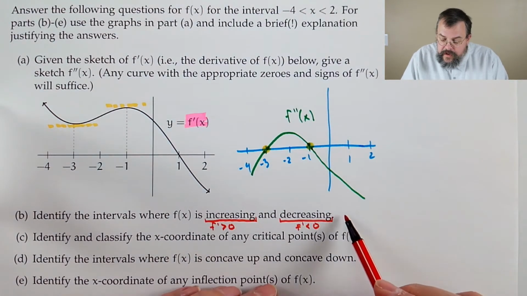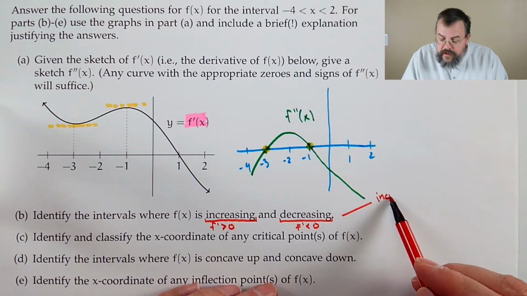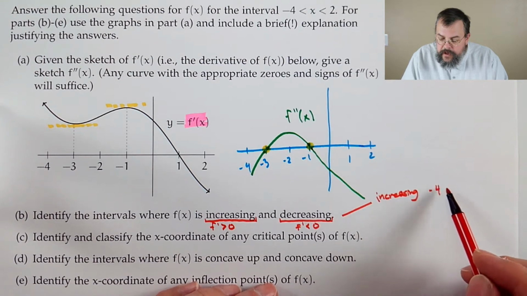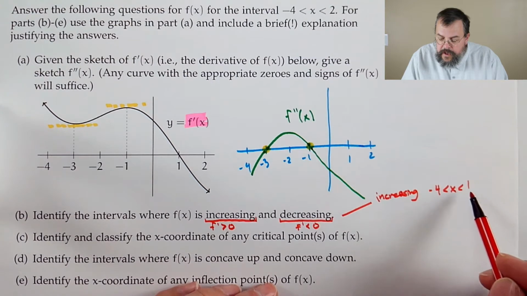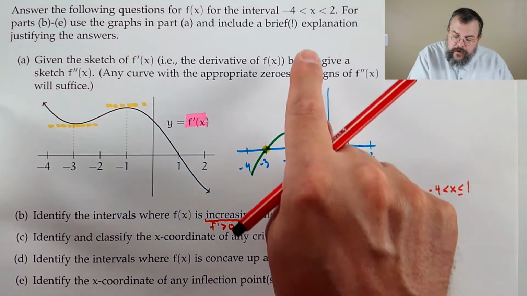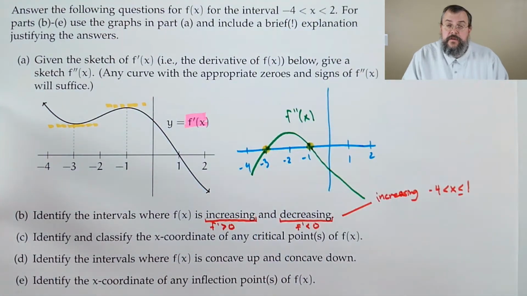So we can say we are increasing from -4 up to 1. And we can even throw in 1 if we wanted to. Now, why do I start at -4? Well, the problem asked me to go from -4 to 2.